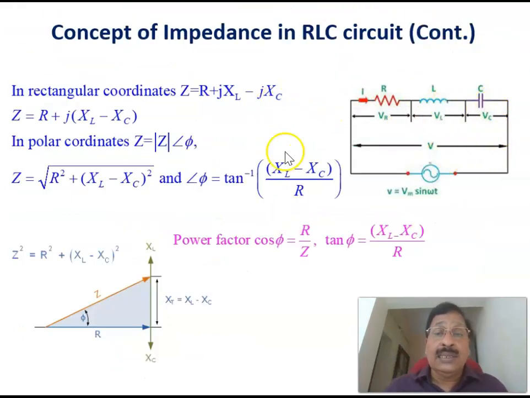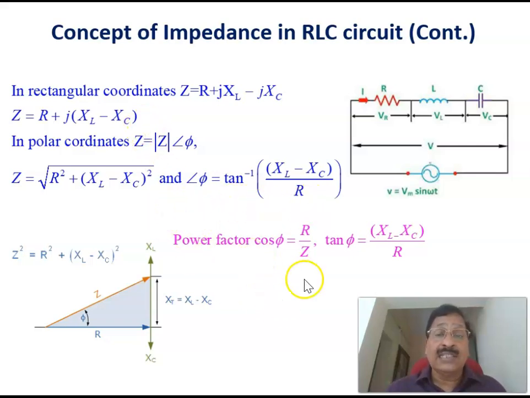Continuing with the RLC circuit, in rectangular coordinates this can be represented as Z equal to R plus jXL minus jXC, or Z equal to R plus j into (XL minus XC). Or in polar coordinates, it can be represented as Z equal to modulus of Z at angle phi, where Z equals the root of R square plus (XL minus XC) whole square, the magnitude of this complex quantity, and angle phi equals tan inverse of (XL minus XC) divided by R. That's in polar coordinates. In rectangular coordinates, it is R plus j(XL minus XC).